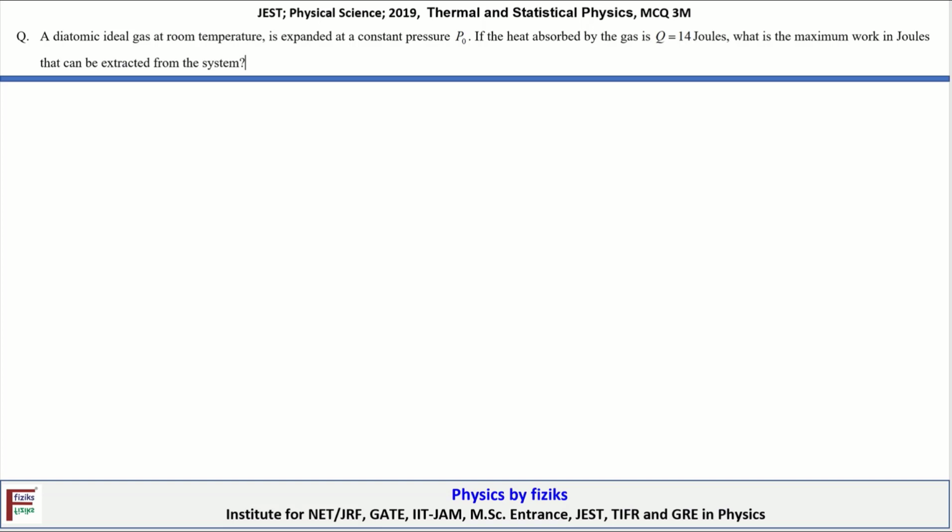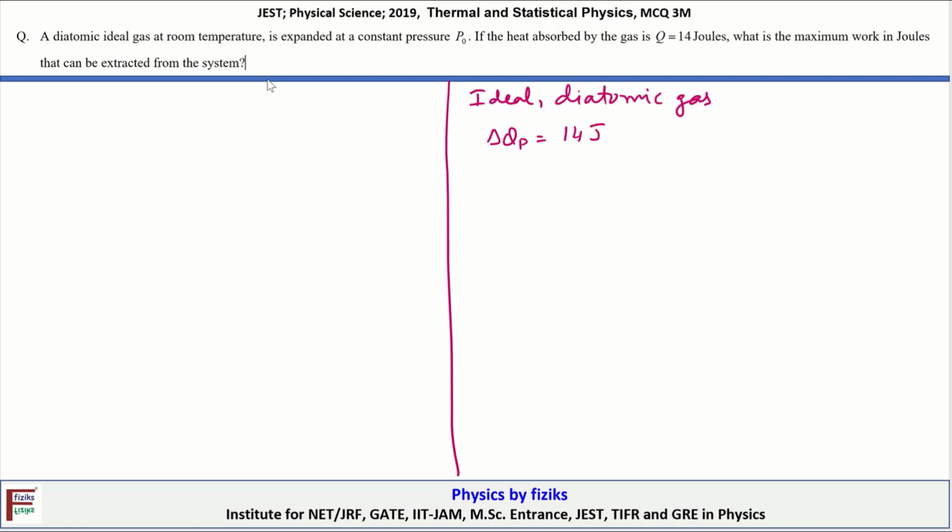Let's take a look at the final problem. The statement is: a diatomic ideal gas at room temperature is expanded at constant pressure. So we have an ideal diatomic gas and it's expanded at constant pressure P. If the heat absorbed by the gas is Q equal to 14 joule, so that means delta Q_P, the process taking place at constant pressure, is equal to 14 joule, it's given. But what is the maximum work in joule that can be extracted from the system?